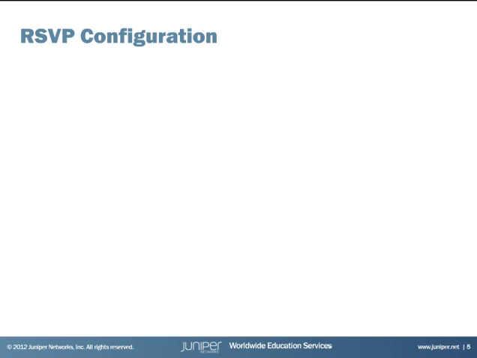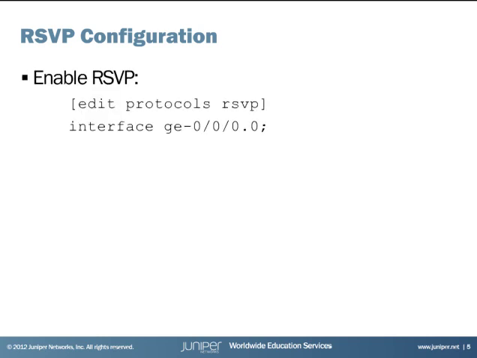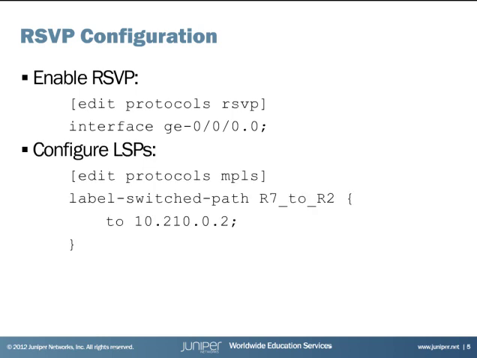Before configuring your device to support RSVP, you first need to configure your device to support MPLS. We cover this in the MPLS Basics Learning Byte. To configure Juniper devices to speak RSVP on a given interface, you configure the interface in the protocol's RSVP hierarchy. To actually configure an LSP, you define it in the protocol's MPLS hierarchy.